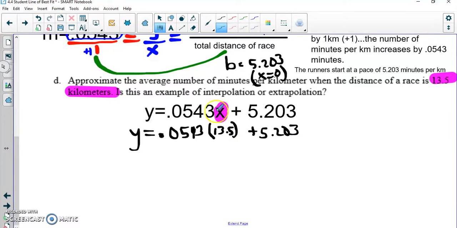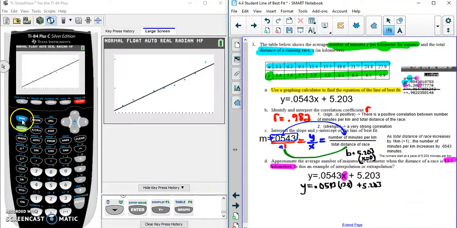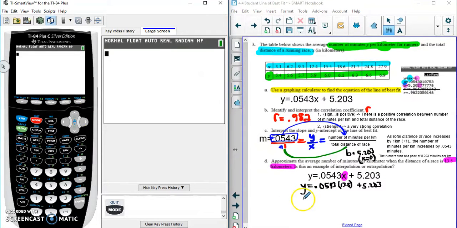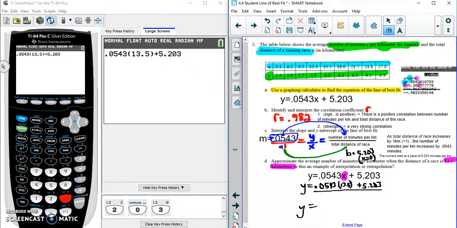Now since I'm using my calculator, it can tell me that math. So I'm going to go to my home screen, so second, quit. And if I want to figure out y, what is that time per kilometer, I would hit 0.0543, and I would multiply that by 13.5. And then I have to add 5.203. So I'm just typing in the right side of the equation into my calculator and hitting enter, and it tells me 5.936.